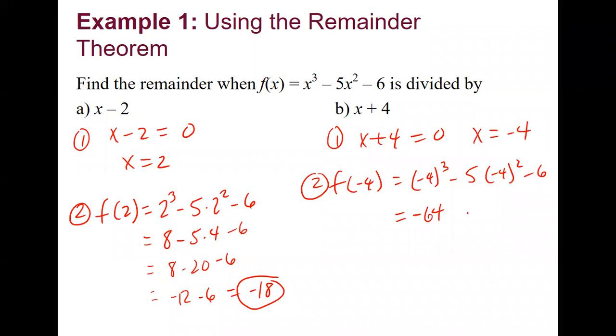Negative 64. I didn't even say 54. Minus 5 times 16 minus 6. So negative 64 minus 80 minus 6. And that gives us negative 150. Be careful with your negatives.